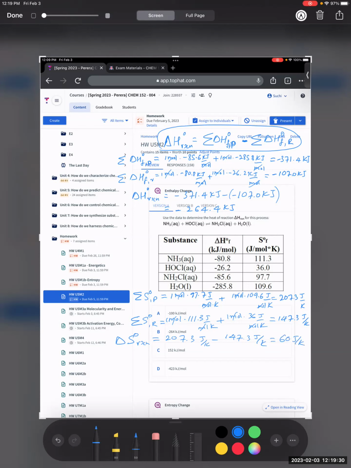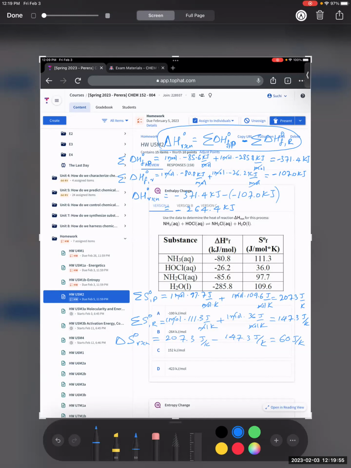Okay, so we have a delta H of negative 264, and delta S of positive 60. Since delta H is negative and delta S is positive, that means this is going to be productive at all temperatures. So anyway, that's based on the sign of delta H and delta S. Which is great.